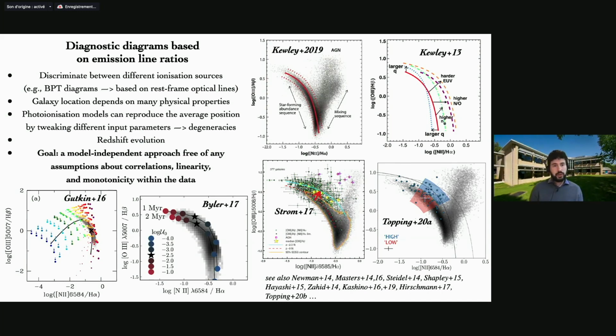And the distribution and the relative location of galaxies within these diagrams of course contains a lot of physical information, which can be extracted, for instance, by modeling the position of galaxies within these diagrams with different prescriptions and photoionization models. These are in general pretty good at reproducing the average position of galaxies within these diagrams by tweaking different input parameters, but they are often affected by a lot of degeneracies, so that it is quite difficult to really disentangle the relative contribution of each physical quantity to the position of galaxies within the diagram.